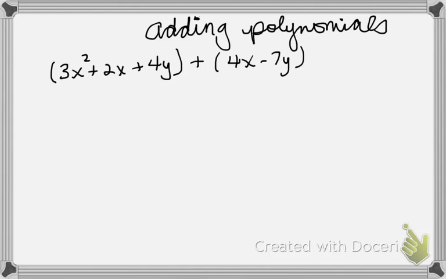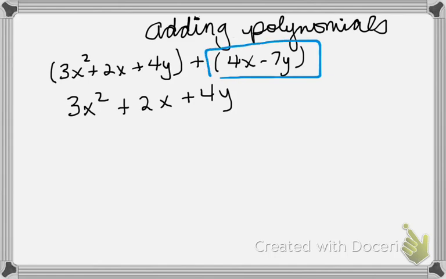So the first thing, there's many ways to do this. There's a vertical method and then there's the horizontal. This is the horizontal, but I'm going to go ahead and line them vertically so you can see what I'm talking about. So I'm going to take 3x squared and just write 2x plus 4y. And I'm going to line up my terms with each other. So I'm looking for 4x, so I'm going to put 4x right here, and it's positive because that's what's in front of it. And then the other one is a minus 7y. If you notice, we don't have anything under 3x squared. We are adding, so I'm just going to bring these down.